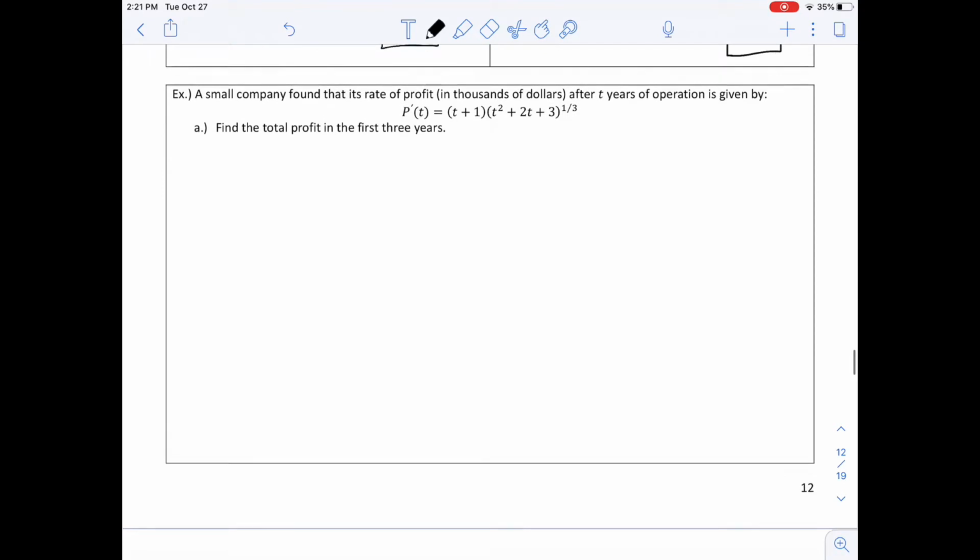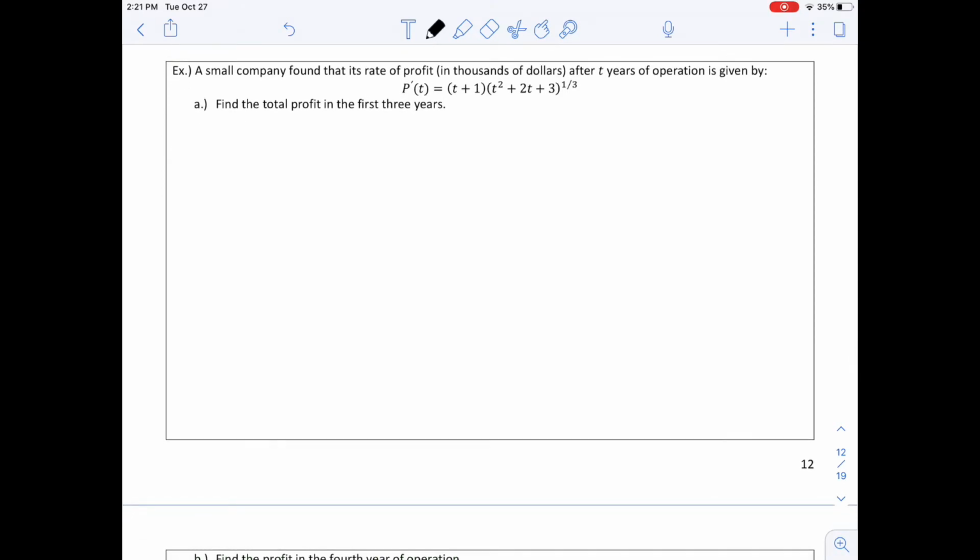The next example that we have says a small company found that its rate of profit in thousands of dollars after t years of operation is given by, I want you guys to notice we are dealing with a profit function. However, it's not the function, it is the derivative, it is the rate of profit. And it says part A says to find the total profit for the first 3 years.